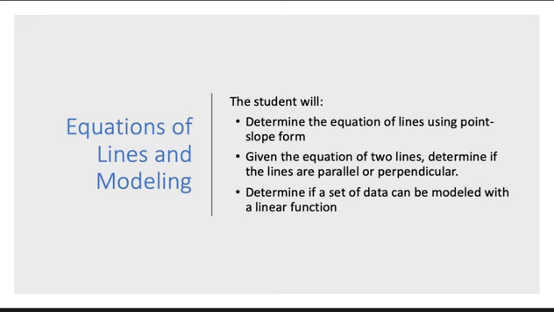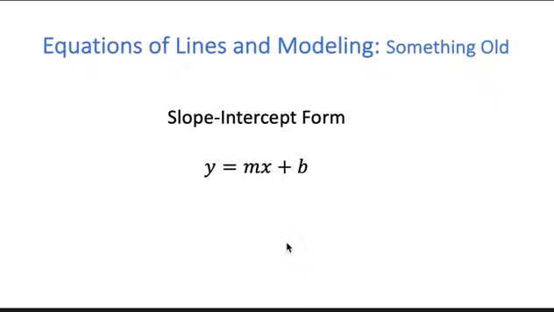We're not going to get into it too deeply, but I do want you to be able to recognize a scatter plot that can be modeled with a linear function. Okay, so we're going to start with something old and then learn something new. The something old that we're talking about is slope-intercept form. Remember we did that in a previous screencast. Slope-intercept form is y equals mx plus b, and it's called that because m is the slope and b is the y-intercept. So we're going to apply that to what we have to do today.